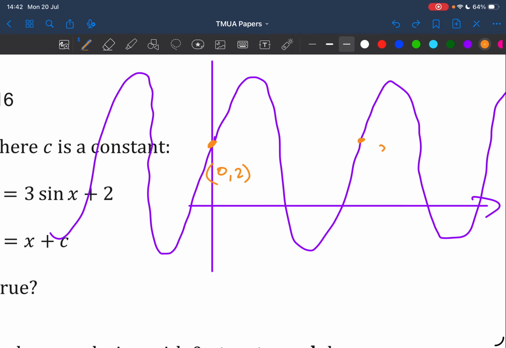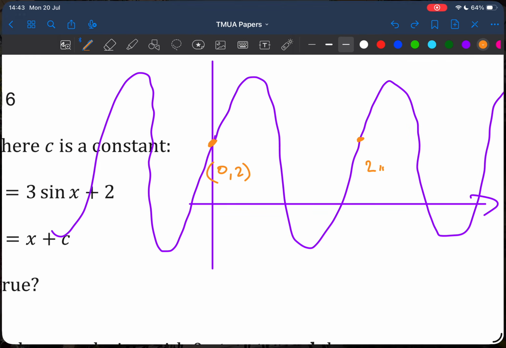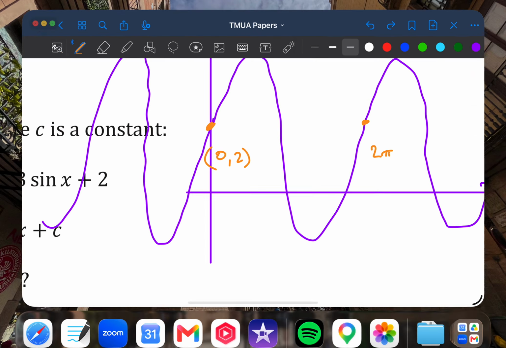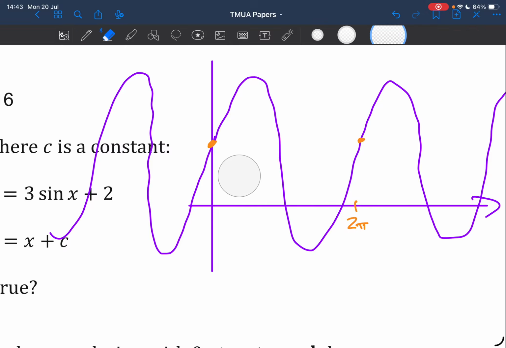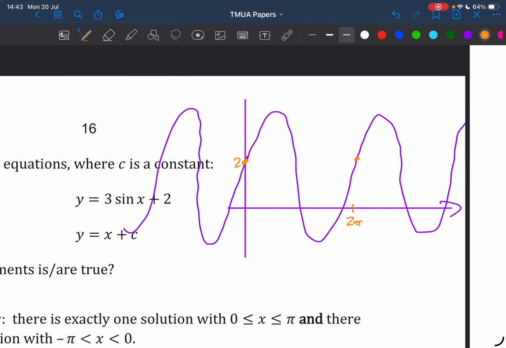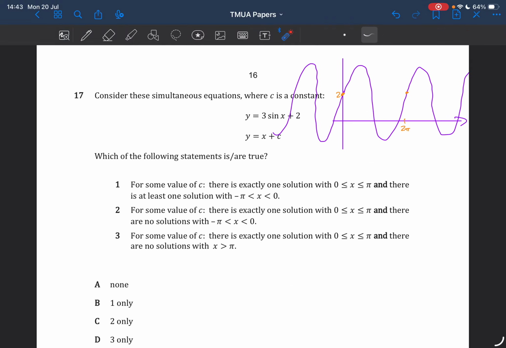Let's draw that a bit neater than it is. 2 pi. I'm just going to put the 2 pi down the bottom. Let's put the 2 pi there. That looks good. Get rid of this stuff, do the same thing, put that as a 2. Lovely. So we have some rough points.